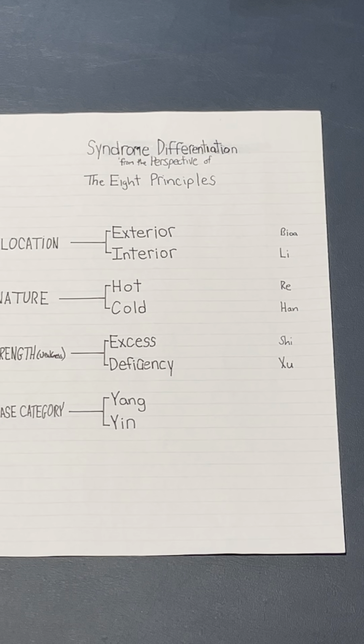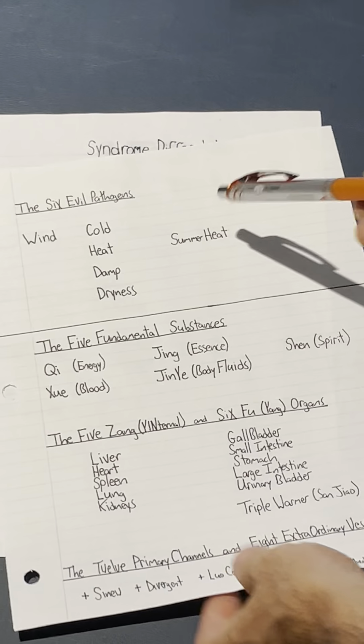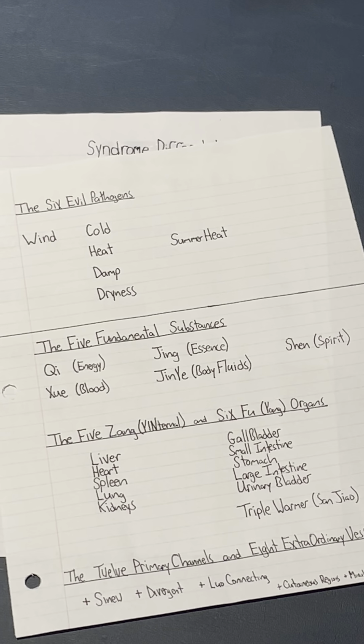However, moving on. 6 evil pathogens, they're called: wind, cold, heat, damp, dryness, summer heat. Those are basically exterior factors that infiltrate the body in some way. It sounds simple, it's more complicated than that. It can be, but this is simple terms.